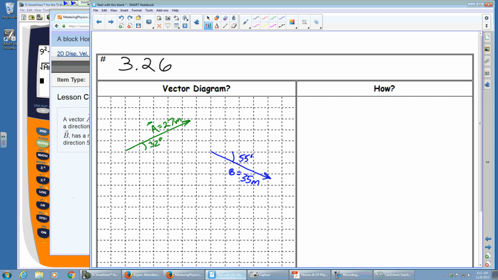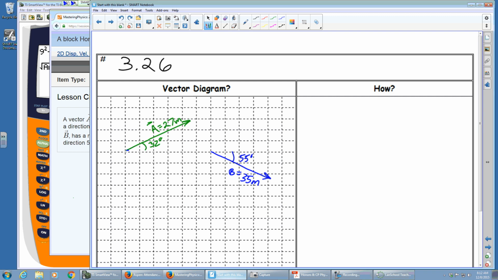They're asking me to use tip to tail. So what I'm going to first do is find the components of each of those. I could do them tip to tail. I'd end up with a non-right triangle. And that would be okay if you knew how to deal with non-right triangles. But I'm going to assume that you guys don't know much about non-right triangles. Is that a good assumption? You don't know much law of sines, law of cosines? Okay. So I would always fall back to the right triangle ideas.